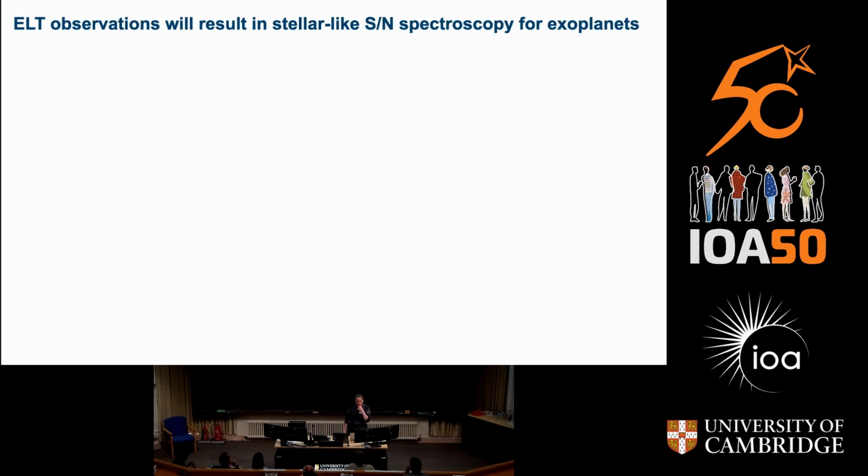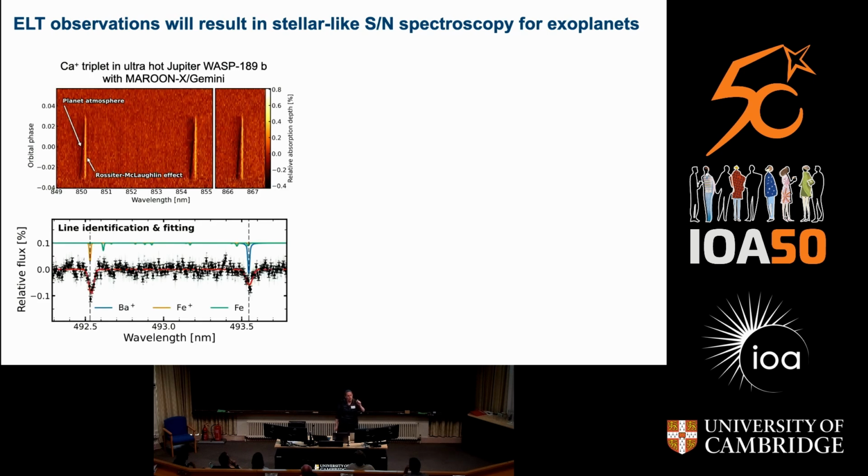Okay, so first of all, the ELT will basically do for exoplanets what the VLT does for stellar spectroscopy. Okay, that's where we're going. So we're kind of almost there. With the VLT, we can look at a few individual lines, very strong lines in exoplanet atmospheres, and actually see the individual line and fit them. And this is a recent paper showing iron lines, individual iron lines that we can fit.